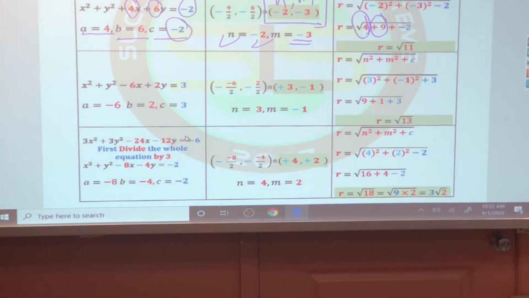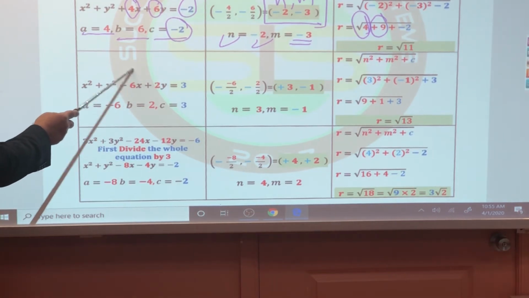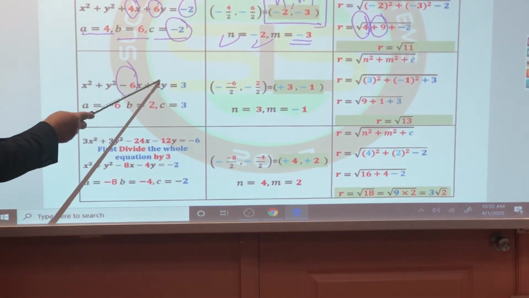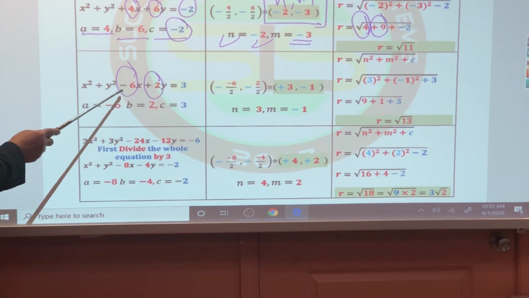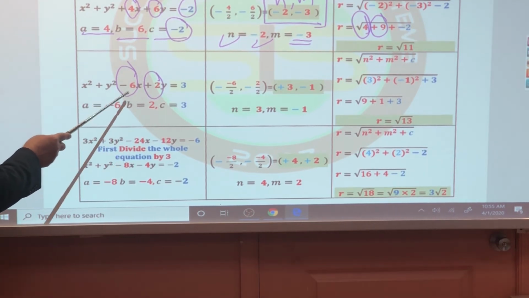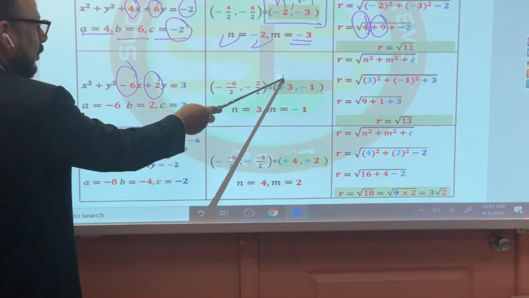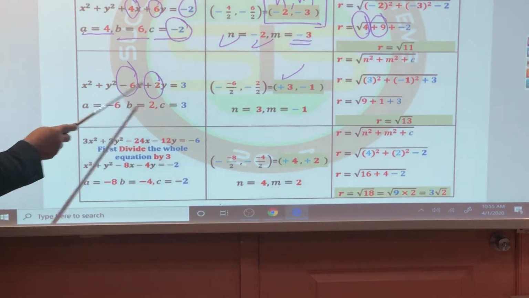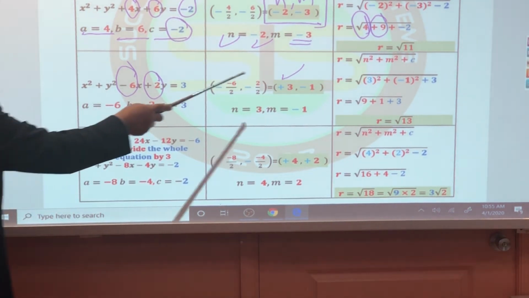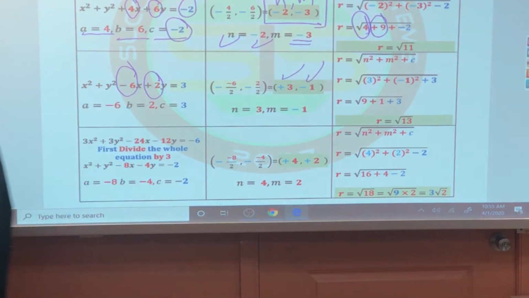Again, Safe, x squared plus y squared equals negative 6x plus 2y. Safe, quickly, what is my center? What do you have to circle? Which is what? Negative 6 and 2. Negative 6. Yeah. And what? 2. You take the opposite. What's the opposite of negative 6? 6. Divided by 2, it's 3. What's the opposite of 2? Negative 2. Divided by 2, negative 1. Good job.